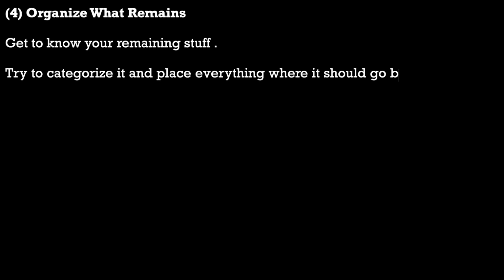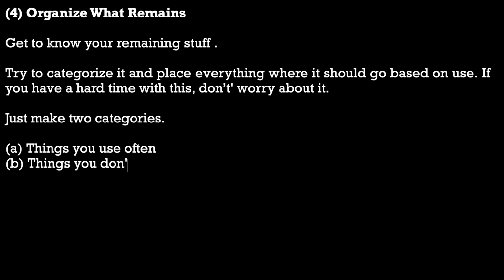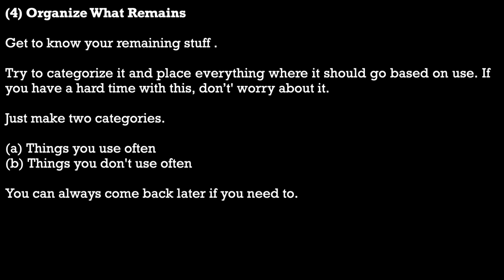The fourth tip is to organize what remains. Get to know your remaining stuff. Try to categorize it and place everything where it should go based on use. If you have a hard time with this, don't worry about it. Just make two categories: things you use often, things you don't use often. You can always come back later if you need to.